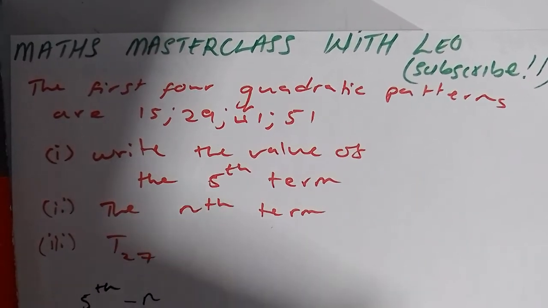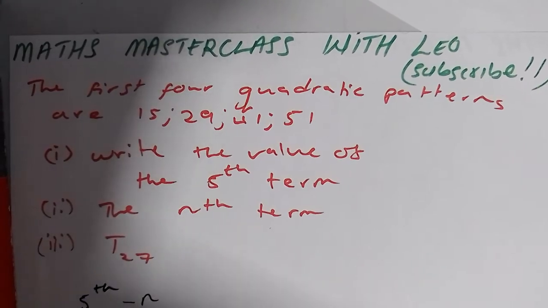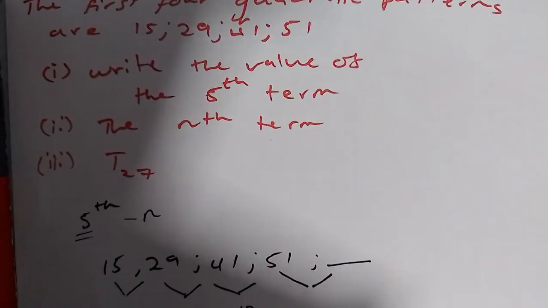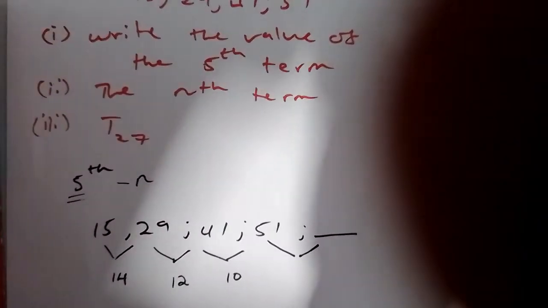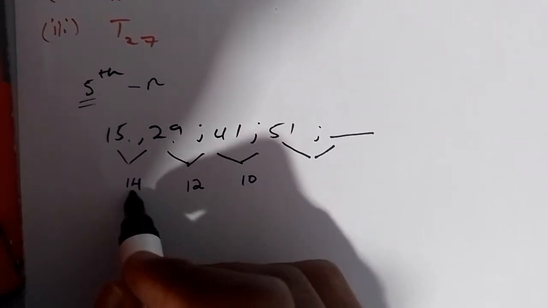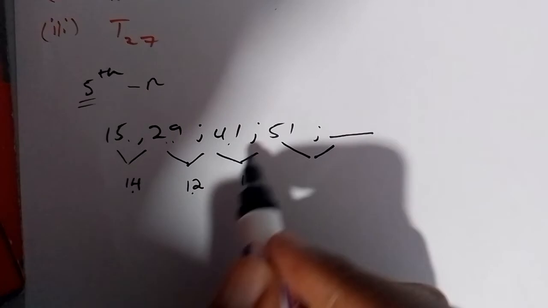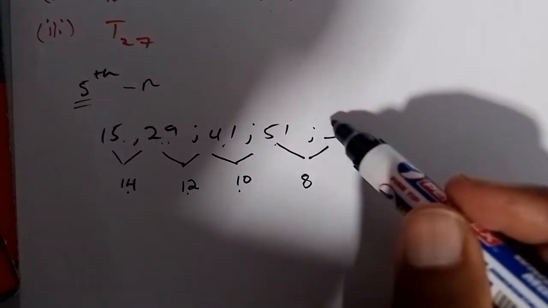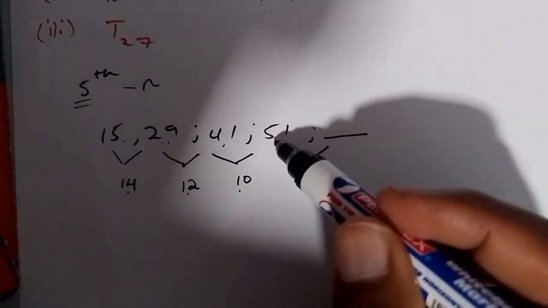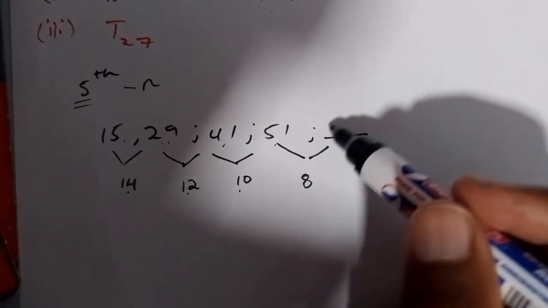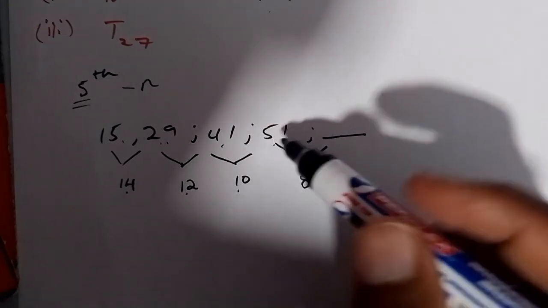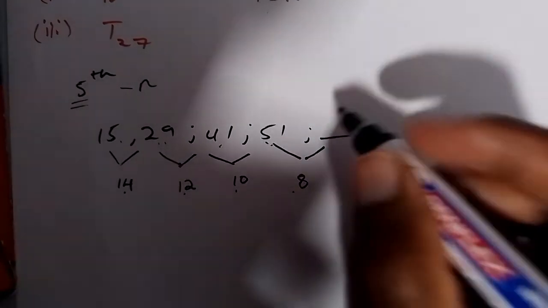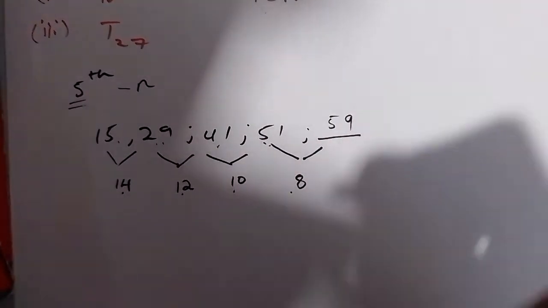The second question is the nth term of the pattern, or the general term. And then the third question, you are supposed to calculate T27. For the first one, this minus this is 14, 41 minus 29 is 12, 51 minus 41 is 10. I need a number that when I subtract 8 from it, it will give me 51. I can get it by saying 51 plus 8 equals 59. When I subtract 8 from 59, it gives me 51.